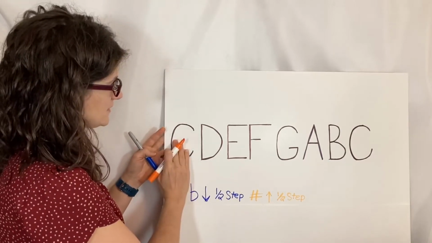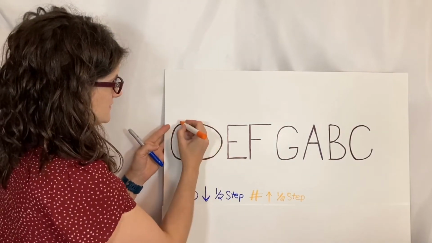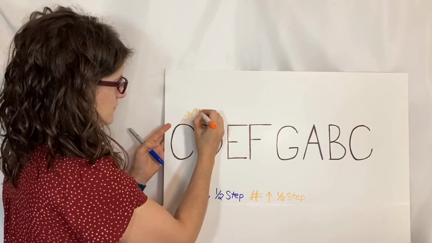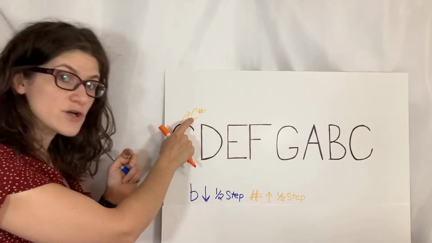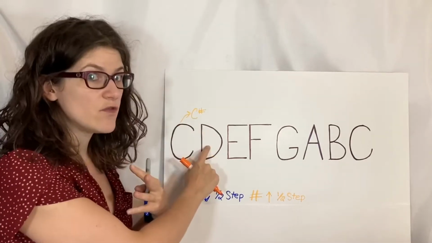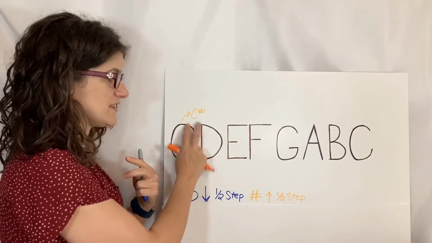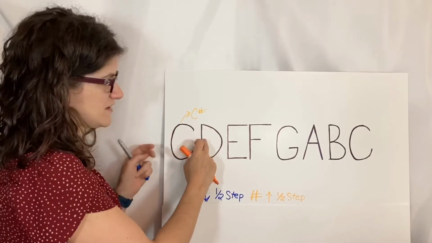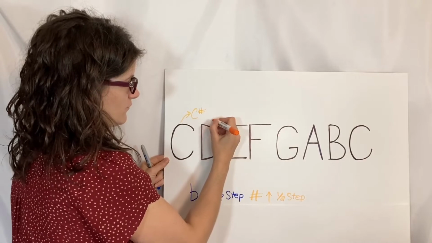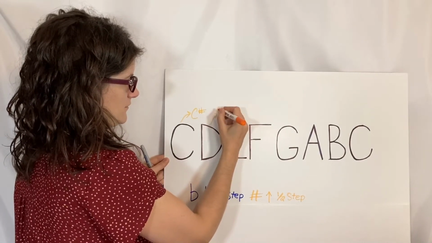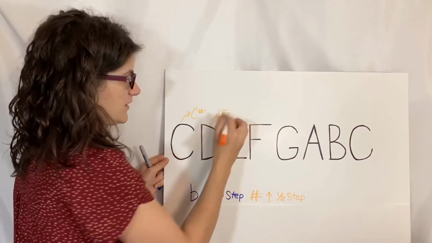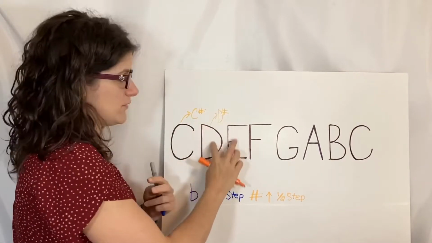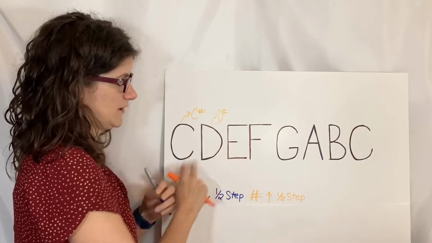So let's start with C. If I wanna raise a C by a half step, we get a C sharp. So we've raised it, but not all the way to D. C sharp is in between these two notes, okay? Let's do the same thing with D. If we want to raise D by a half step and get a D sharp, we're not raising it all the way to E, we're going in between, okay?